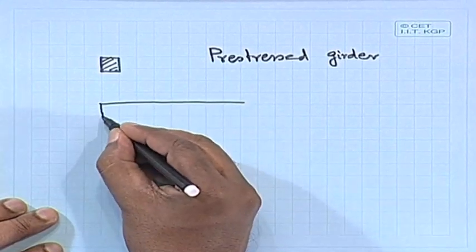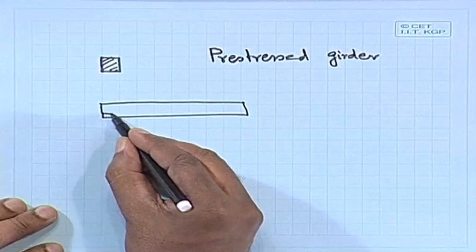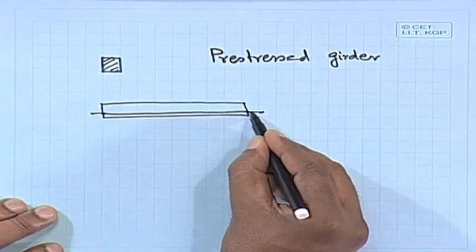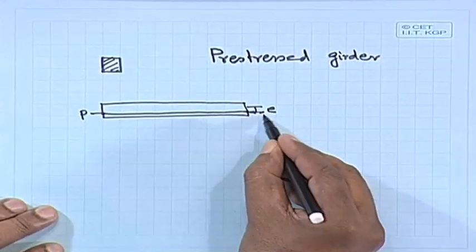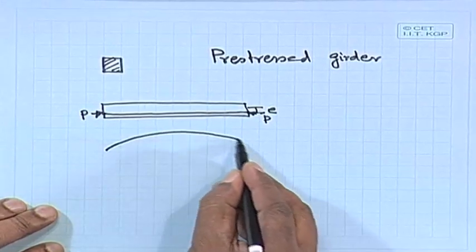Initially say the beam was like this. I want to say something like this. I am keeping it here. I am not going into detail. I am giving a certain eccentricity e, and this is your force P, which is acting like this. So it will be like that.